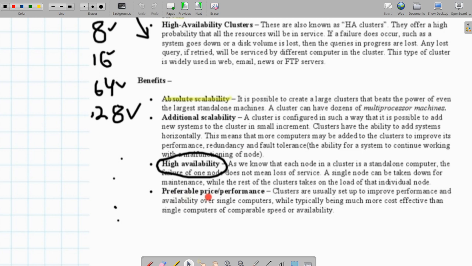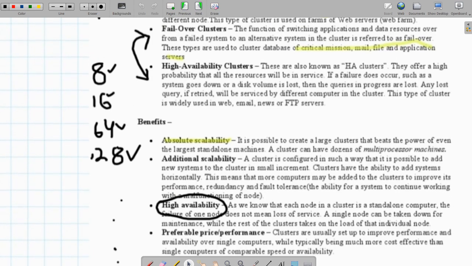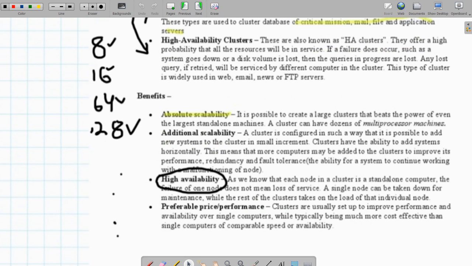Last one is preferable price over performance. Clusters are usually set up to improve performance and availability over single computers. And this point is obvious from whatever we have discussed until now. As you have n number of nodes, multiple nodes in your system, obviously performance will be increased. Some instances of performance increase we have observed in terms of high availability and failover. So you have improved performance and availability, and it is obviously going to be cost effective.